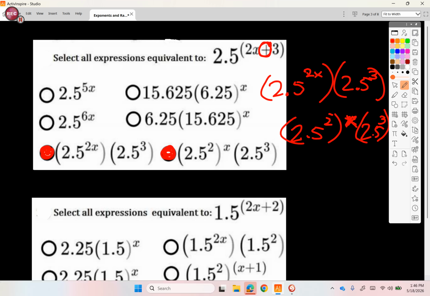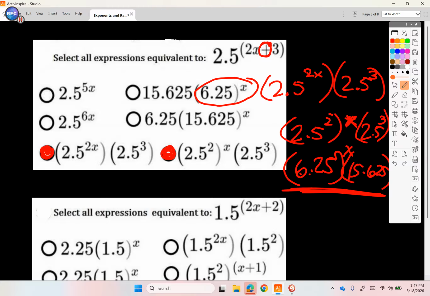So 2.5 to the second power gives you 6.25. Make sure the x stays where it is, or on the number that it's on. And then 2.5 to the third power gives you 15.625. So now you have to make sure you select the correct answer here. And we have the 6.25 with the x exponent. So make sure you pick the one that has the 6.25 with the x exponent.